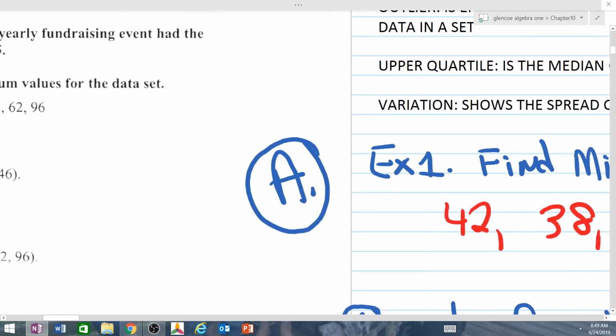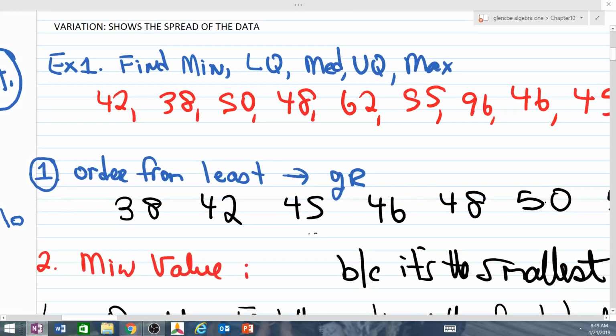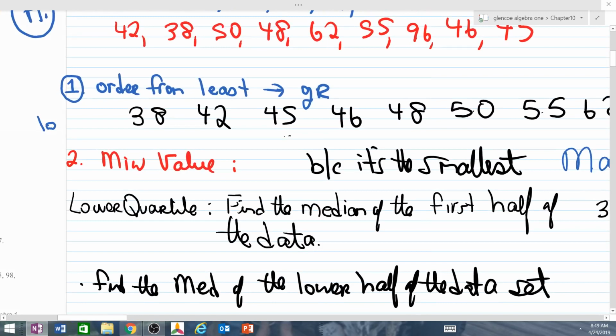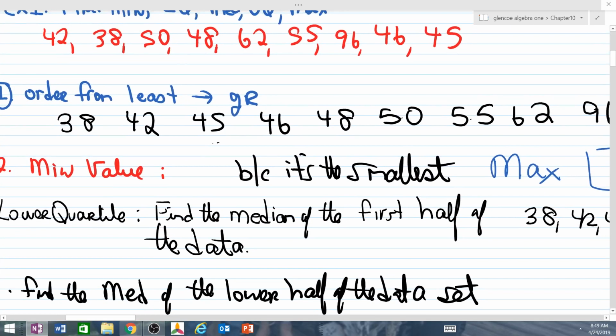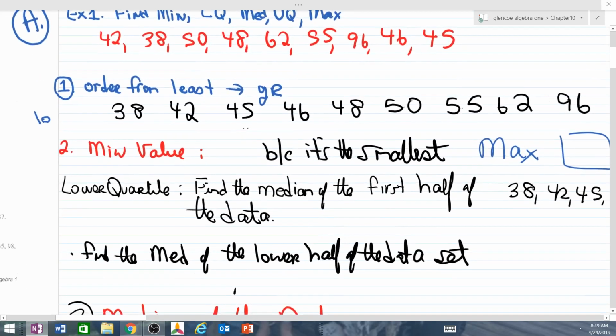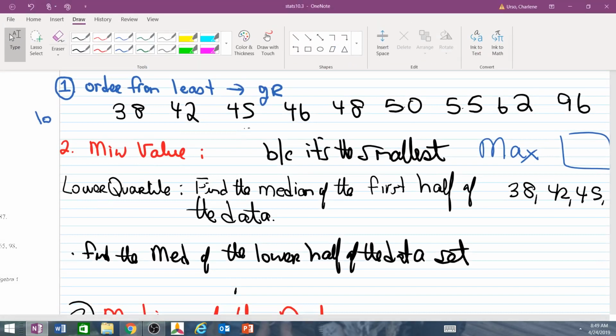Okay, and let's scoot over here. Okay, so we've ordered them from least to greatest. Is everybody with me? Yes? All right, so here they are. We found the minimum value, which we said was what, guys? 38. So let's write that in.